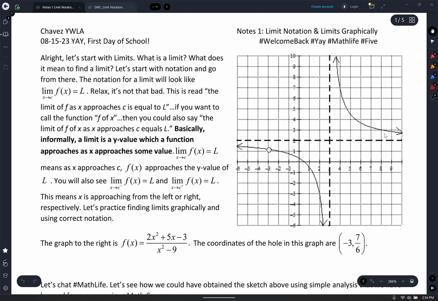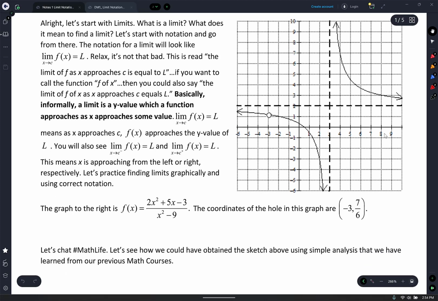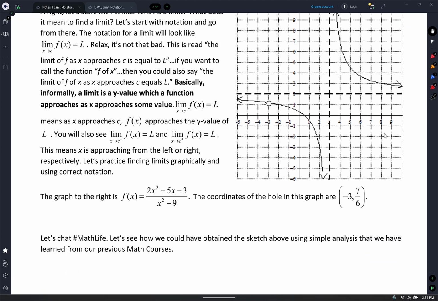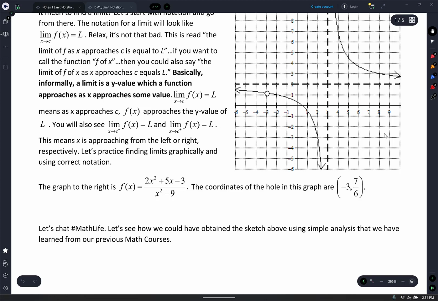Let's practice finding limits graphically and using correct notation. From algebra, and don't worry, we're going to talk about this, the graph to the right is f of x equals 2x squared plus 5x minus 3 over x squared minus 9. The coordinates of the hole on this graph are negative 3, 7/6.